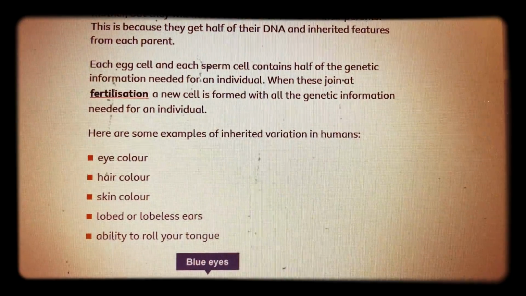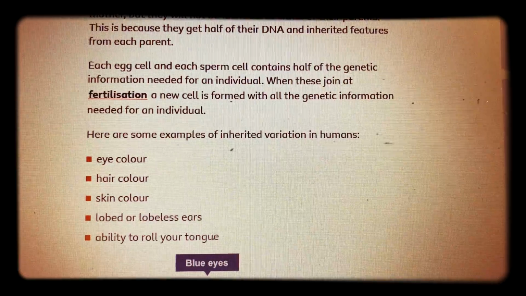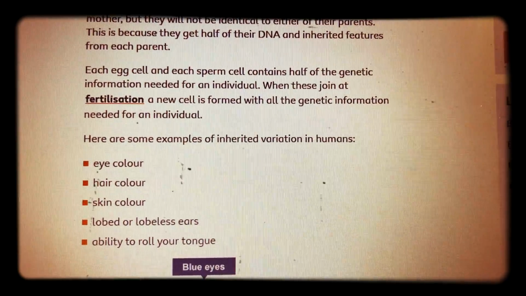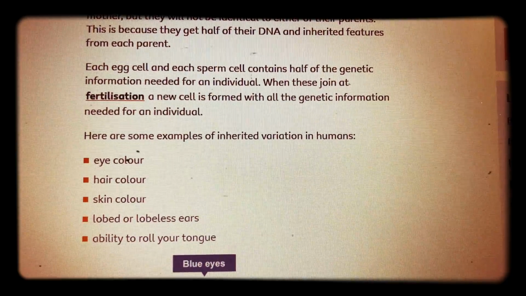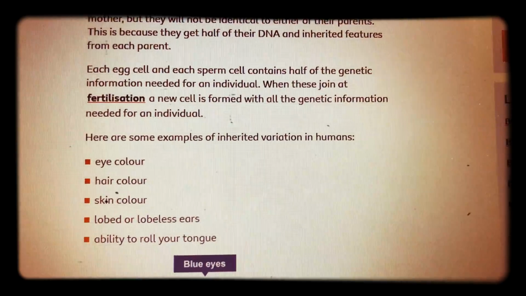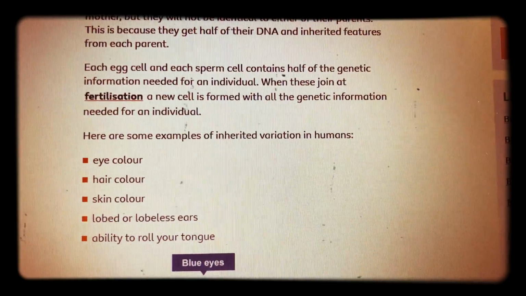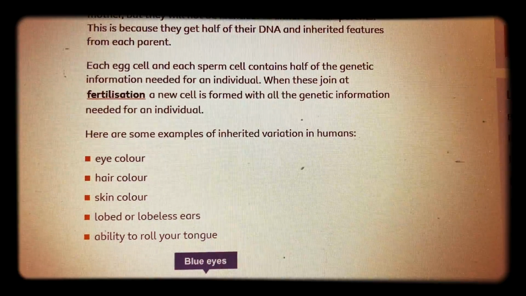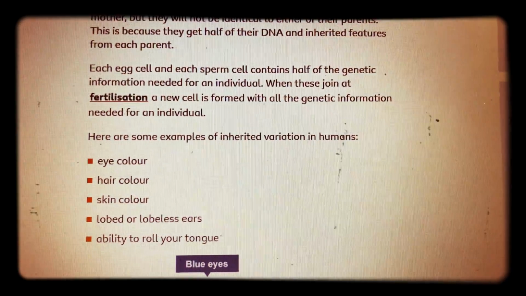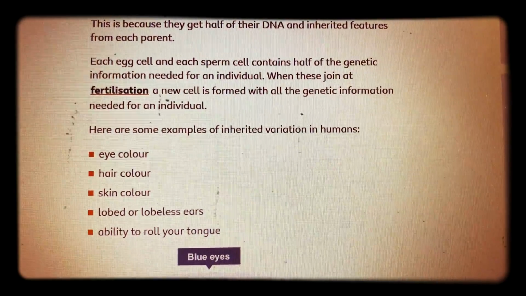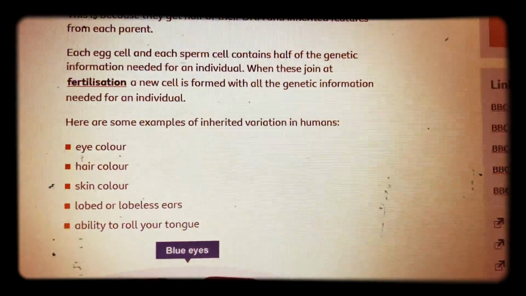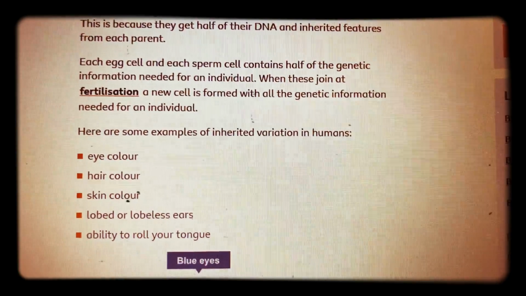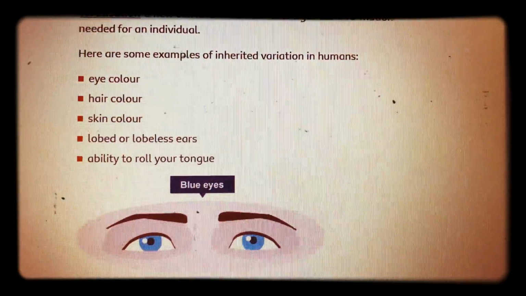Now, some examples of inherited variation in you include your eye colour, hair colour, your skin colour, whether you have lobed or lobeless ears, those round wiggly bits at the bottom of your ears, and your ability to roll your tongue. Can you roll your tongue in a U shape? Some people can, others can't. Why don't you find out whether people in your family can roll their tongue?